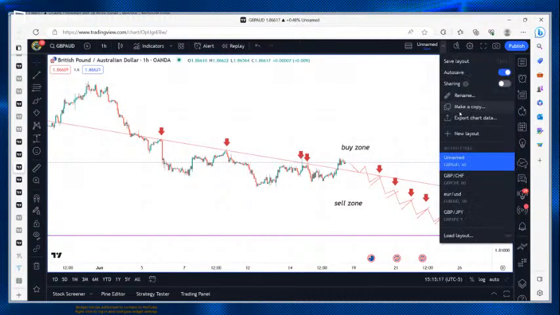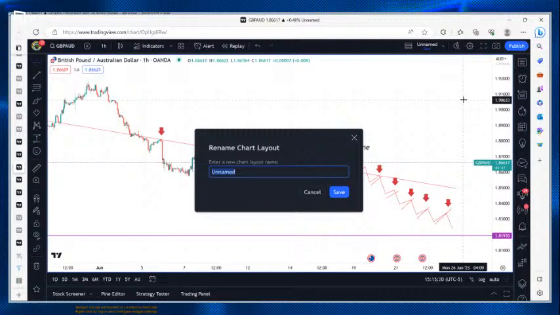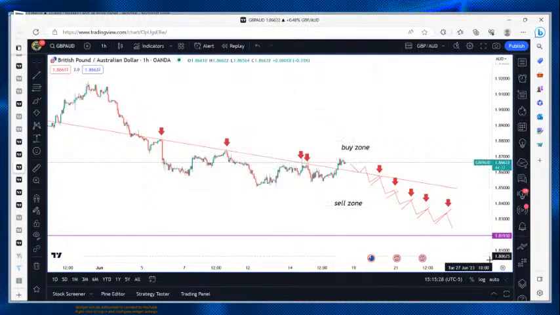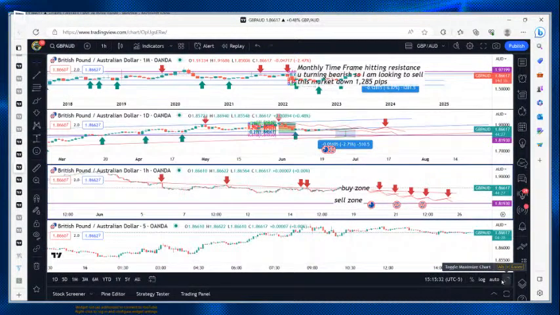So let's go and rename this. We're going to name it exactly what it is, GBP AUD, and we're going to save that. All right, that is the British pound and the Australian dollar, which is waiting for it to enter the sell zone.